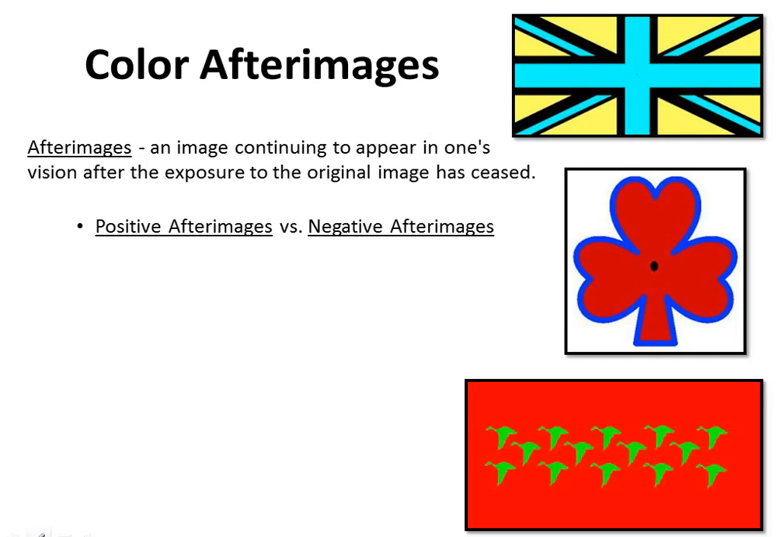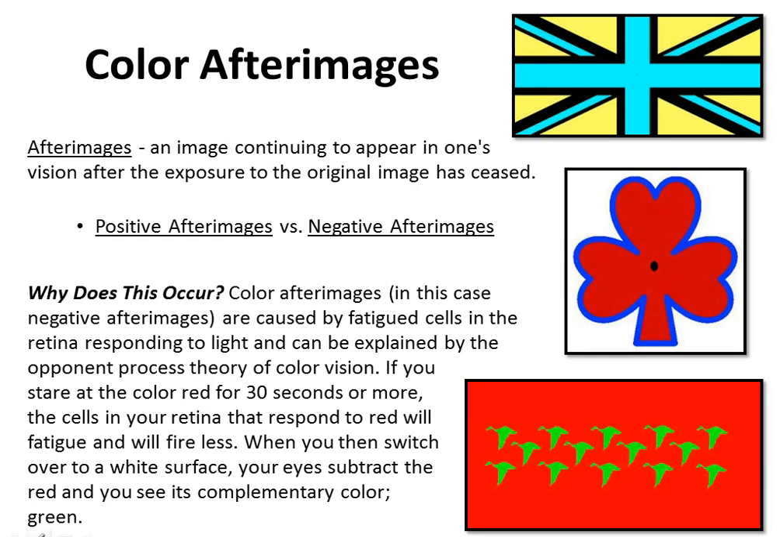So let's talk a little bit about why color after images happen. A color after image would be a great example of a negative after image. So why do they occur? Color after images, or again negative after images, are caused by fatigue of cells in the retina responding to light. And they can really be explained by the opponent process theory of color vision.